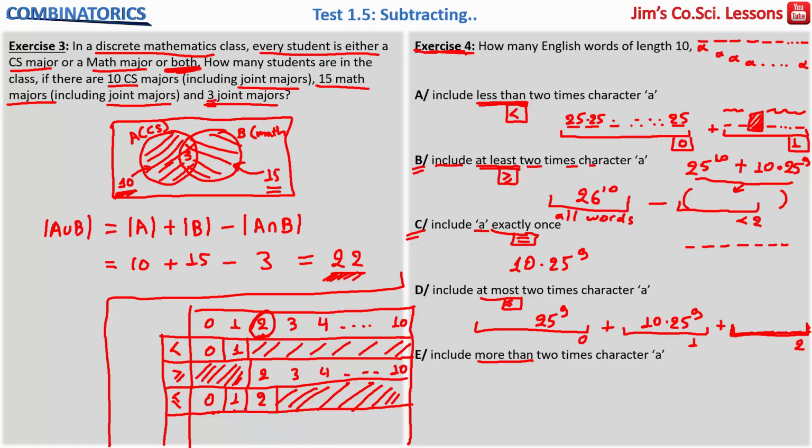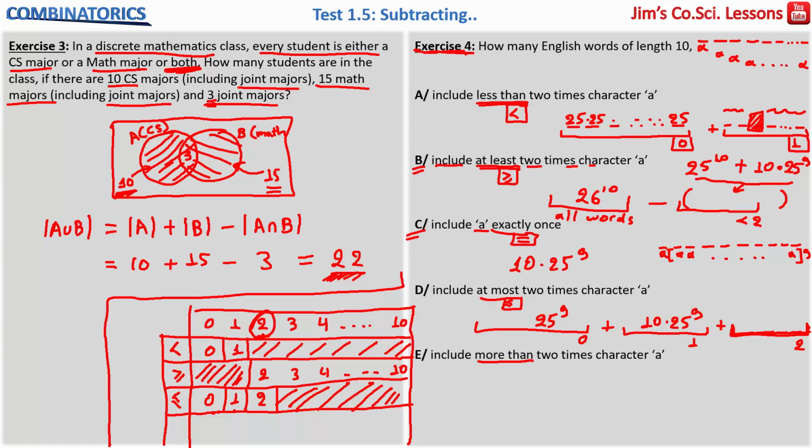Here are my 1, 2, 3, 4, 5, 6, 7, 8, 9, 10 spots, and I'm trying to see how many words are there that have 2 A's. So let's start counting. Let's say that we have an A in the first position. If the A is in first position, the second A could be in the second spot, the third spot, etc., up to the last spot. So there are exactly 9 solutions.